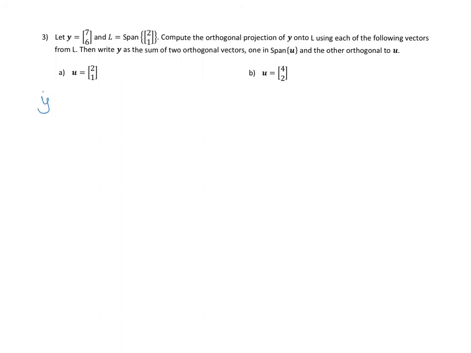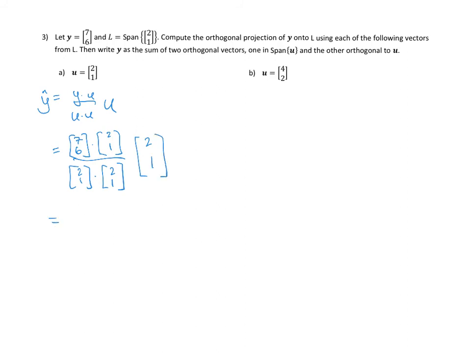Okay, so y hat is y dot u over u dot u times u. So 7, 6, dotted with 2, 1, over 2, 1, dotted with 2, 1, times 2, 1. All right, so I have 14 plus 6 is 20, over 4 plus 1 is 5, times 2, 1. So that's 4 times 2, 1, which is 8, 4. So there's my y hat when I use 2, 1 from the line L.